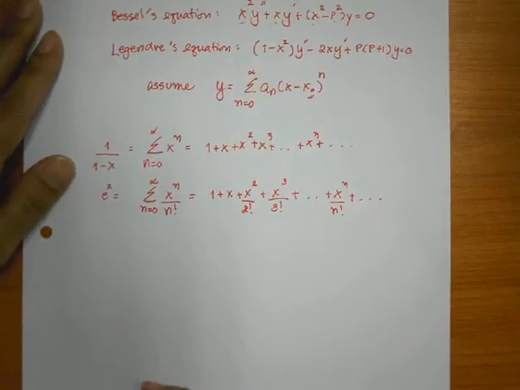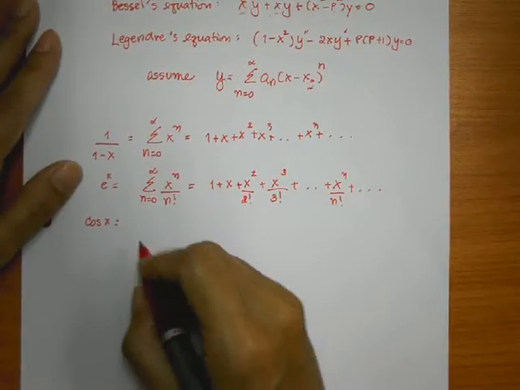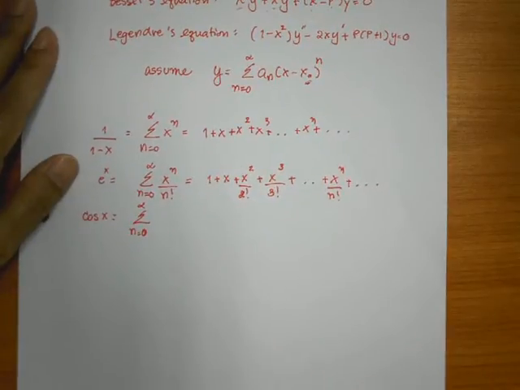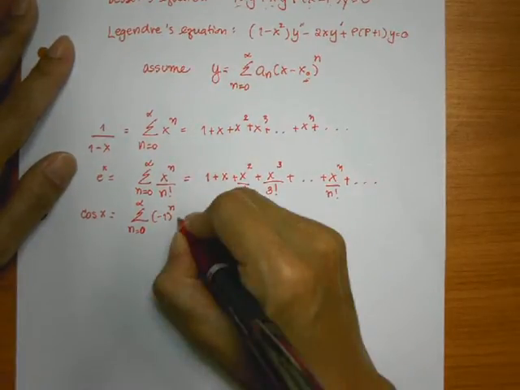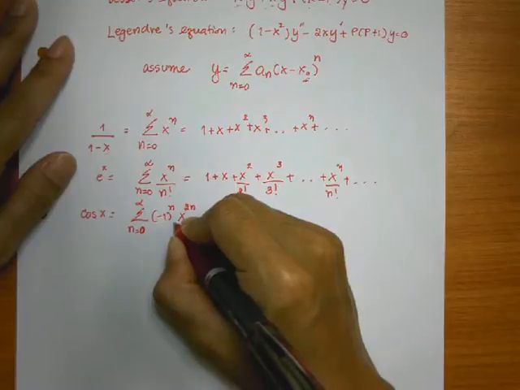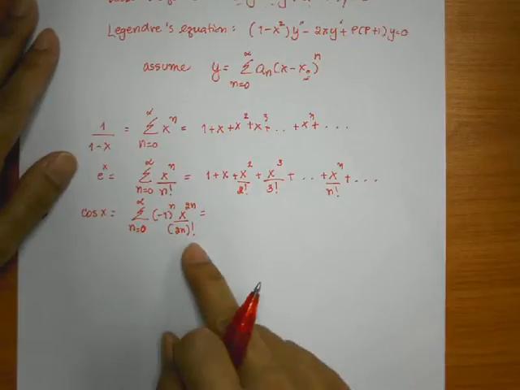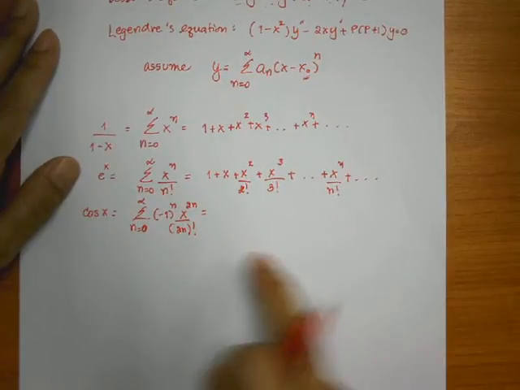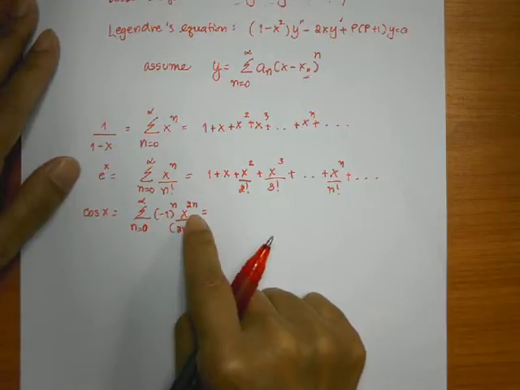If you have cos x, if you write it in the form of a power series, you would get the summation n equal to 0 to infinity of minus 1 to the power n times x to the power 2n divided by 2n factorial. If you expand this term, the way that we do it is put n equal to 0, 1, 2, 3, 4, 5, and the summation means you add them together. When you put n equal to 0, you would get 1, right?